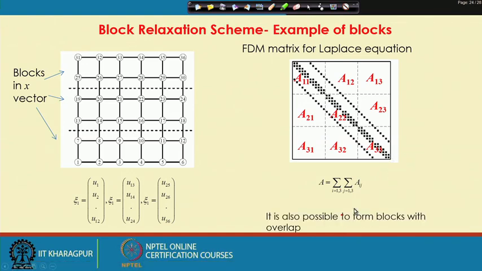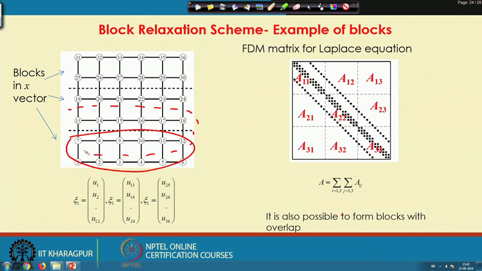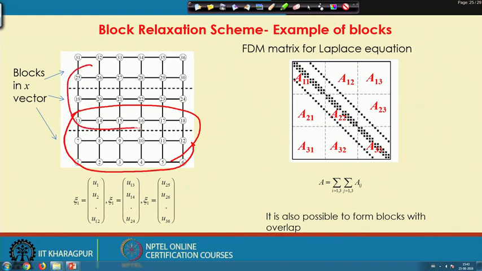It is also possible to form blocks with overlap. That means that maybe this line is being shared by 2 different blocks. So, you can think of another blocking like this. So, this is one block, maybe this is another block, and, rather, let us do it like this. Maybe this is one block, this is one block, and we can say that this is another block.